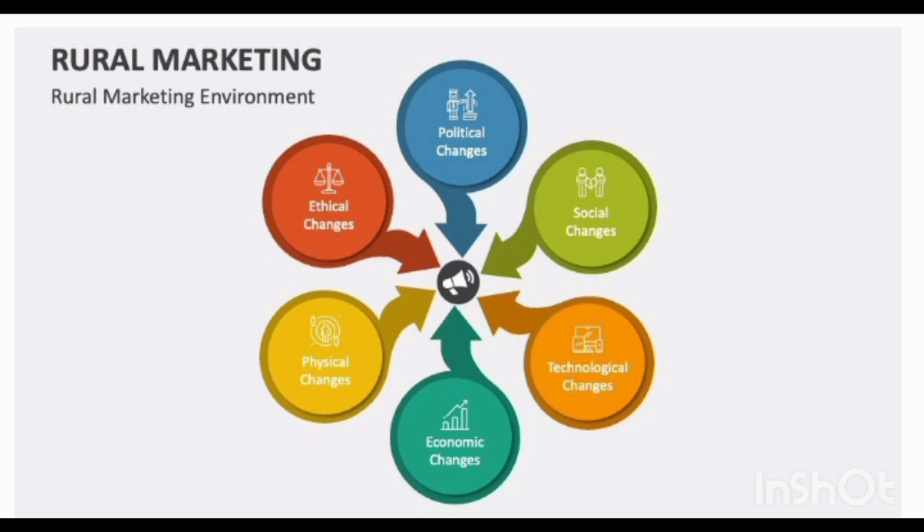6. Political changes. Government initiatives and policies play a crucial role in shaping the rural landscape. Programs for rural development, infrastructure improvement, and employment generation directly impact market conditions and consumer behavior. Marketers need to stay abreast of political changes and regulatory frameworks to align their strategies with government priorities and leverage available support.